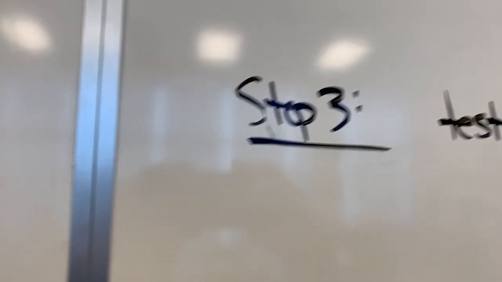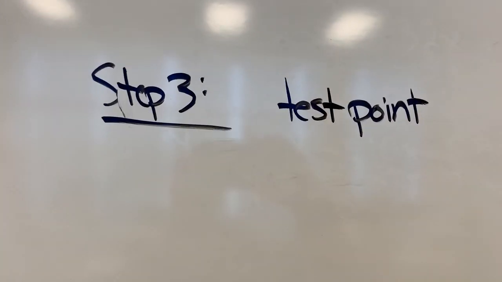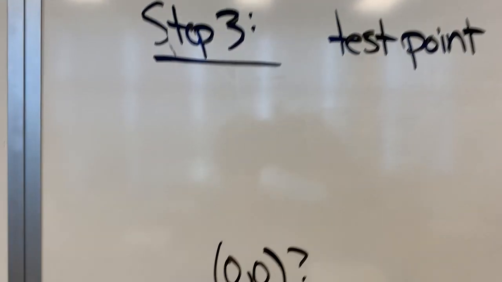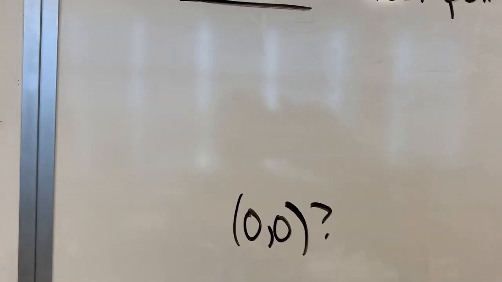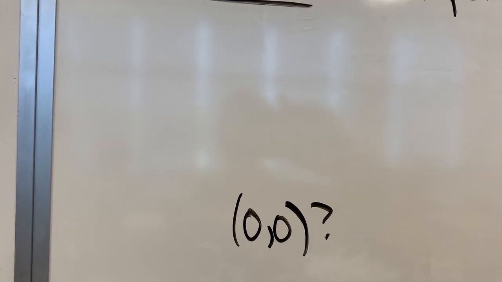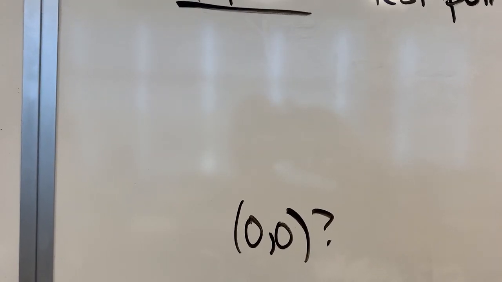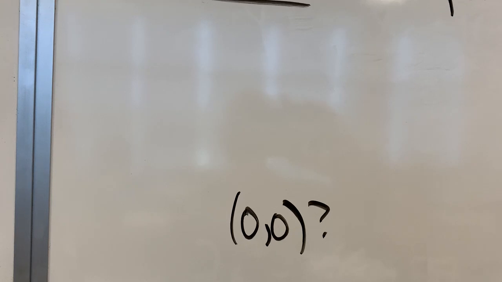Next step is to use a test point then to decide, am I shading above or below? I always like the test point 0, 0. If 0, 0 works in the inequality, I know to shade 0, 0 and everything around it. If 0, 0 doesn't work, I know not to shade it.